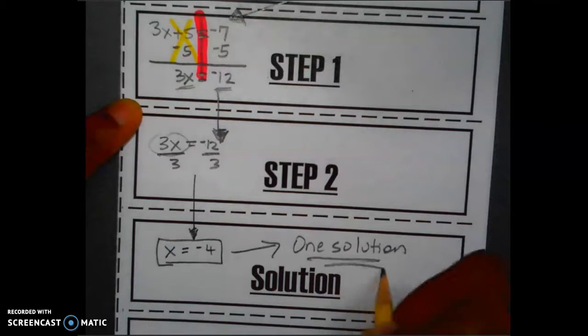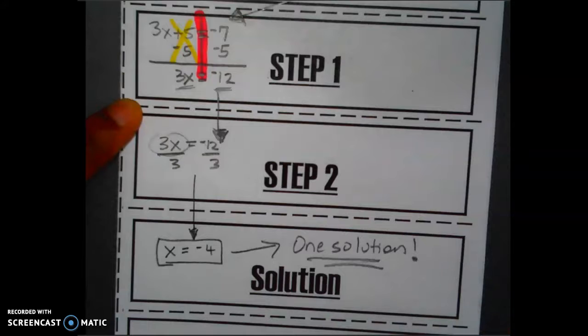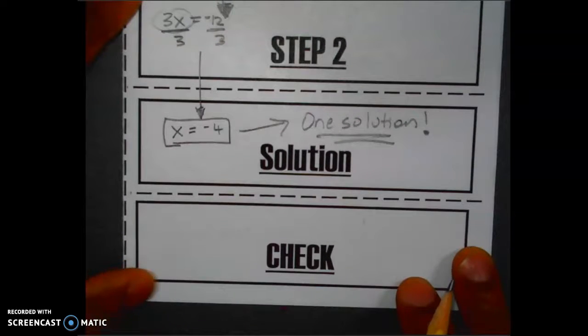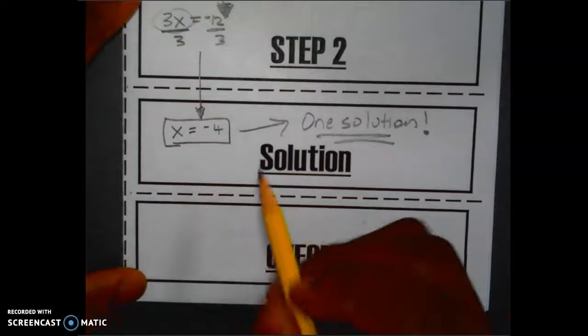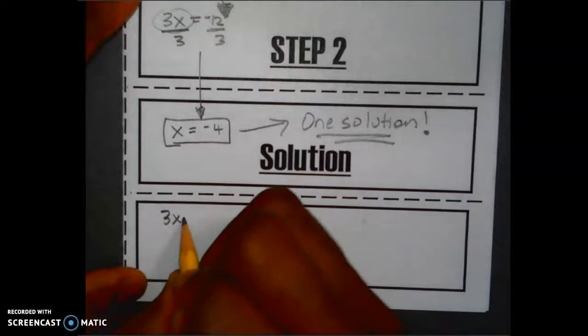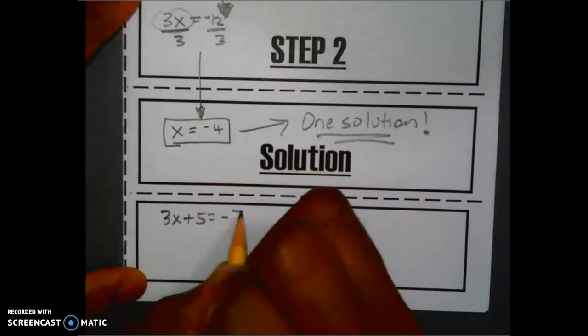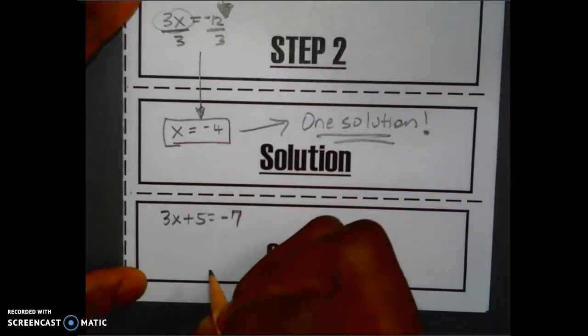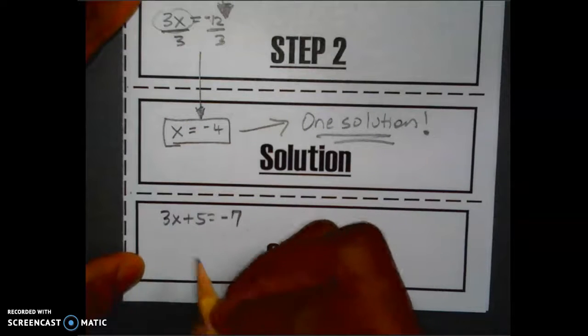But I don't stop there. I still want to go ahead and do my check. I'm going to go back to my original problem, which was 3x plus 5 is equal to -7. That's where I come in again, everybody. With that, putting down my equation again, I'm going to then substitute in for my value of x that I have, that is -4.